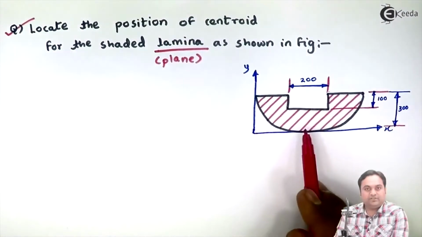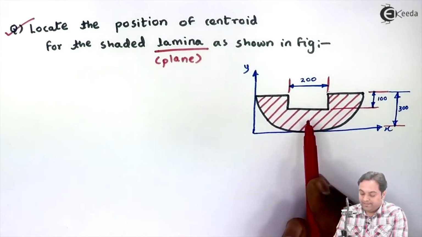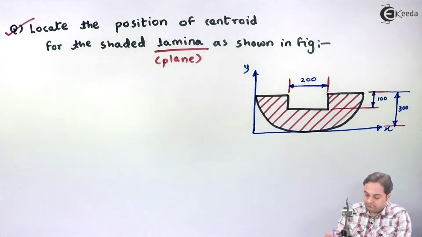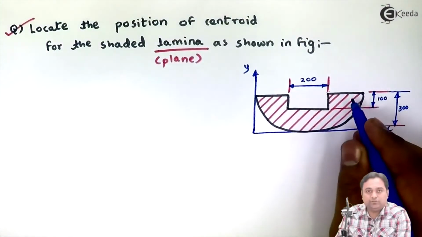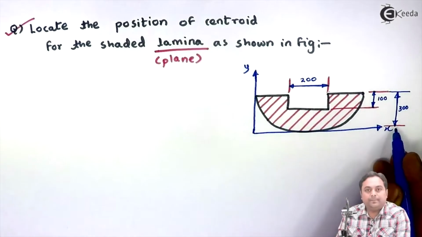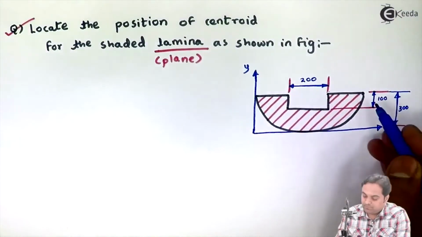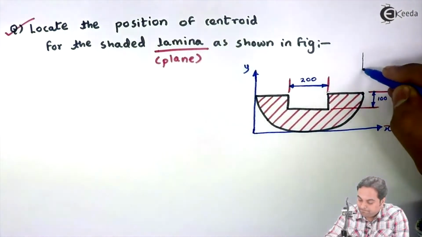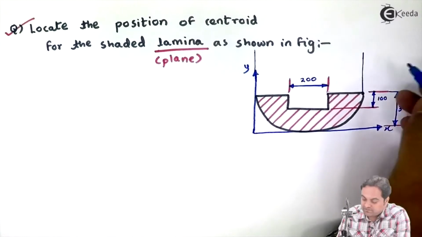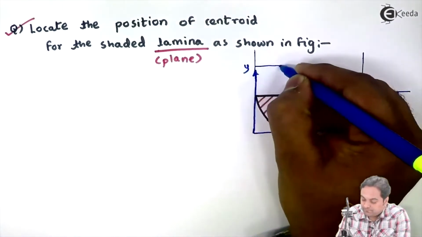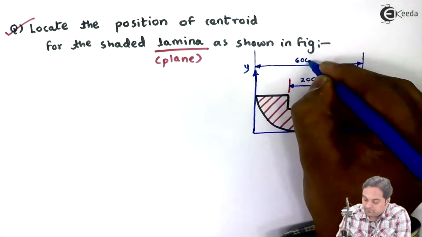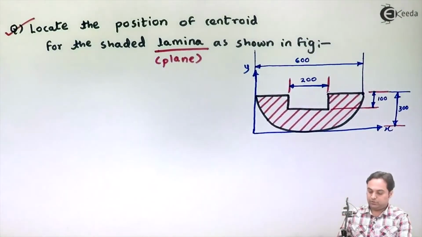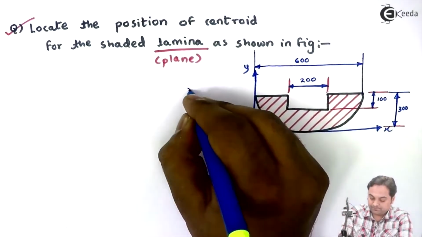So here the diagram is given of a shaded lamina. If I see this diagram closely, here I have a semicircular portion whose radius is 300 mm, or in other words I can say the diameter of this portion is 600. Now we have to find the centroid here. So the question is to get x bar and y bar.